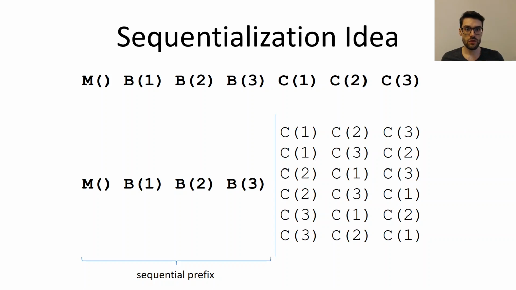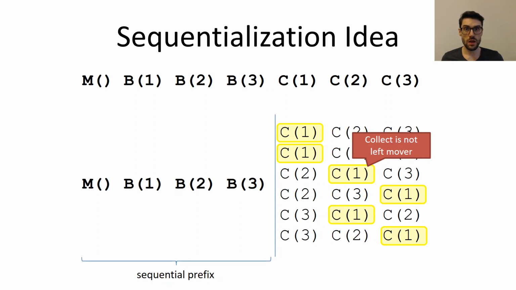Unfortunately, in any non-trivial program we will get stuck, because not all operations are left movers. In our example, this happens because collect is not a left mover with respect to broadcast operations. Now, our crucial insight is that this is not a problem, because in the sequentialization, all the broadcast operations are already sequentialized, and so the collect operation only has to be moved to the left of other collect operations.